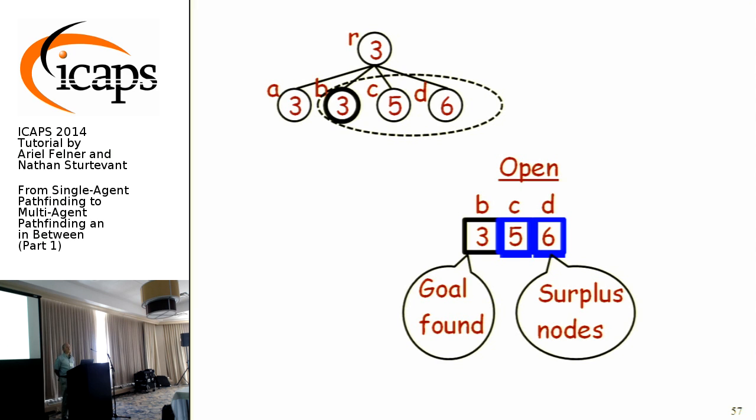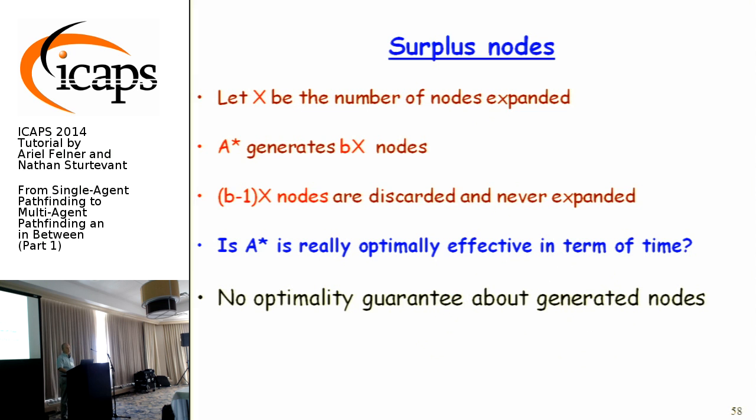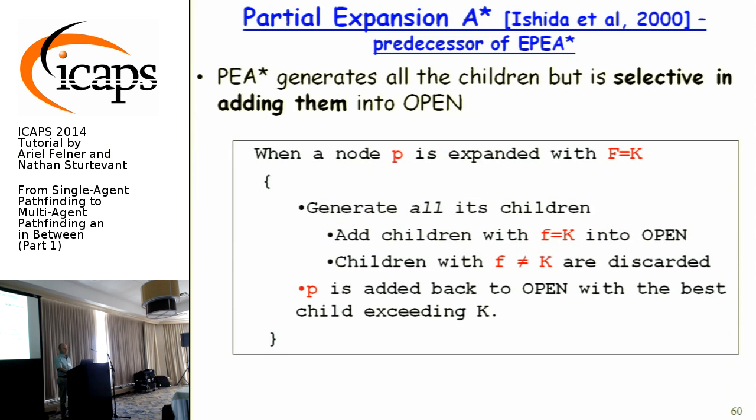Now, if the branching factor is very large, you can have many, many surplus nodes, and this actually can blow up the search many, many times. Like in multi-agent pathfinding, branching factor could be exponential to begin with. So we want to avoid surplus nodes. There was an algorithm from the year 2000, it was called partial expansion A star, which says as follows.